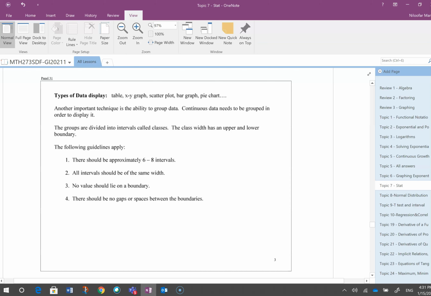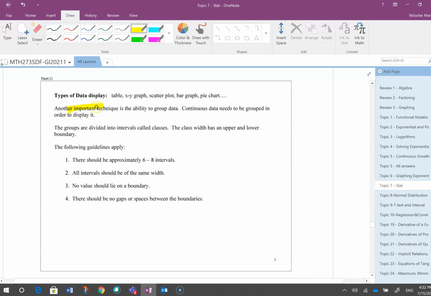If I give you 30 grades, it's hard to see in which interval they fall, how many low marks I have, how many high marks I have. If I group them, then it's easy to talk about them. For example, I can say I have several less than this grade, several more than this grade, and many around this grade. It's an important technique when you group the data.